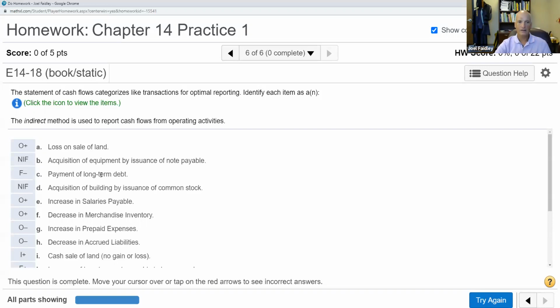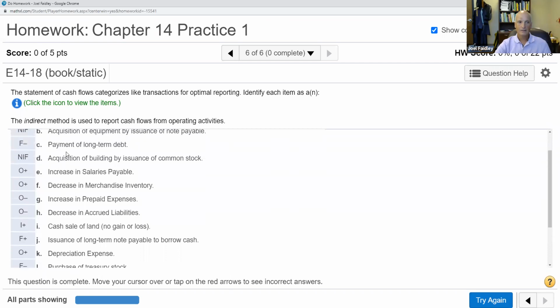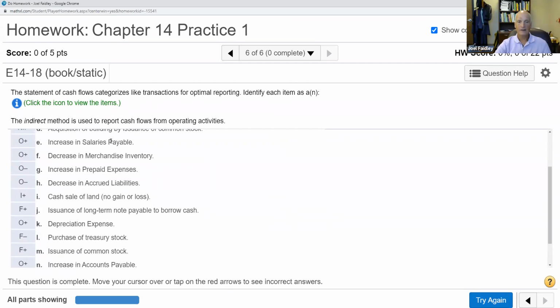Payment of long-term debt. So there's my liability. I'm paying down the debt. That takes cash, doesn't it? So that's got to be a negative to financing. Acquisition of building by issuance of common stock. Again, there's no cash involved there. NIF.